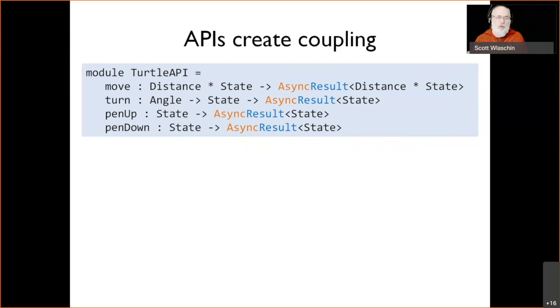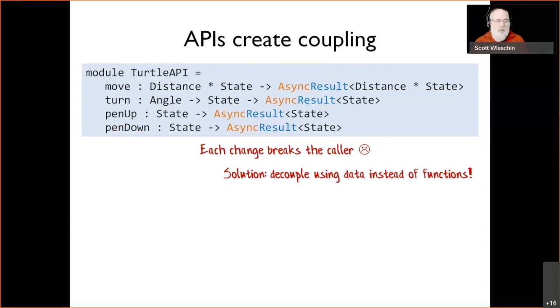Is there a way to write an API that does not break when we change between these different ways of returning results, async versus sync? Is there an API we can write that does not care whether it's async or sync? It turns out, yes, there is. And the answer is to decouple the data. Decouple the API, again, using data rather than functions. And this is, again, defunctionalization.